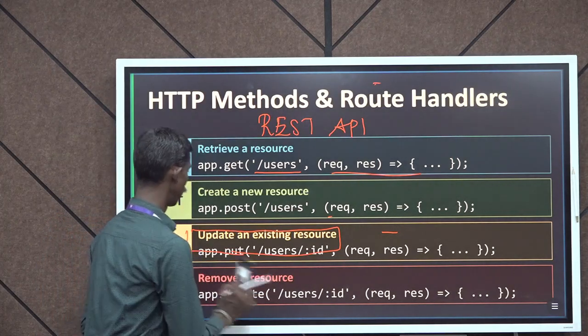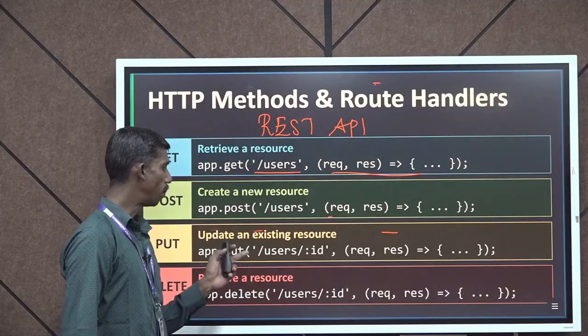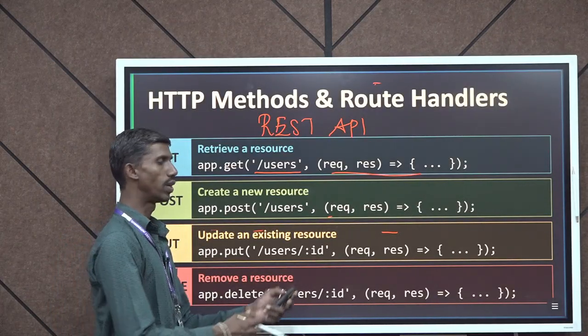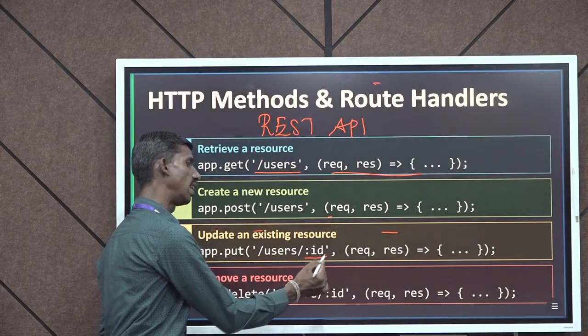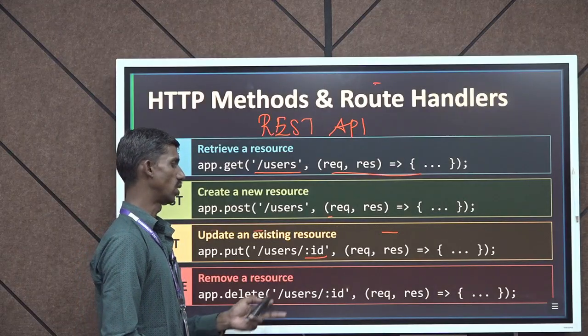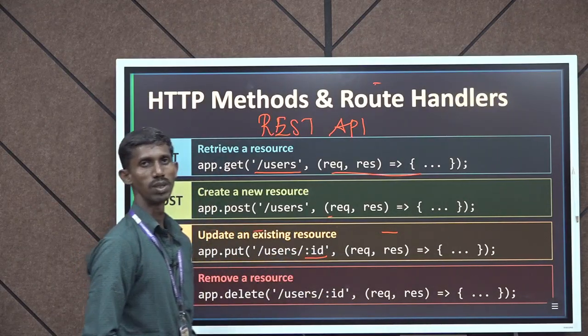Next one is a put. Put is used for updating an existing resource which is available in the database. We need to retrieve it from the database with the matching ID, and we need to update the specific record. If I am matching with record 1, then record 1 will be updated in the database also.